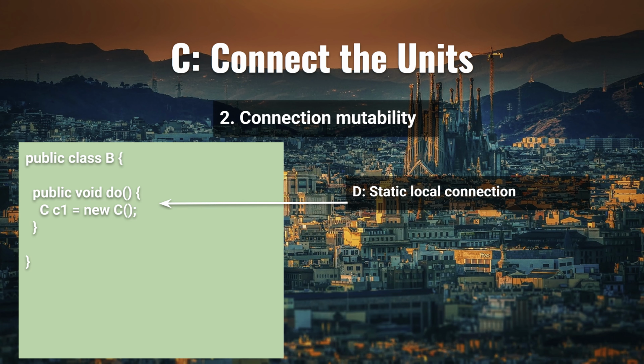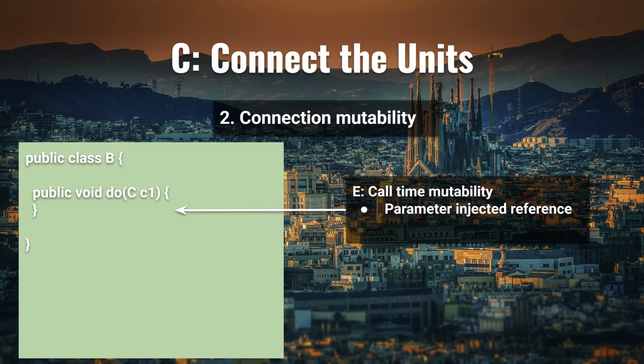The fourth example here of connection mutability is what I call a static local connection. You can see that this method here, do, inside of class B is creating a new instance of C. And it is not possible to change what instance of C is used, nor if you want to use a subclass of C or anything like that. This connection between class B and class C is completely static, it's completely hard-coded, and it's completely immutable in the code.